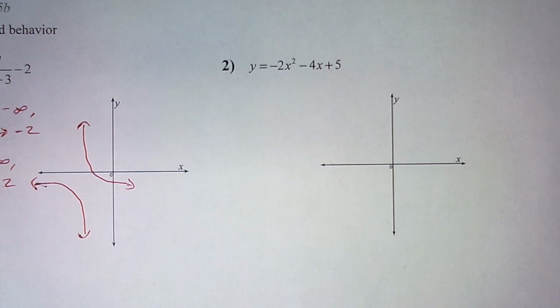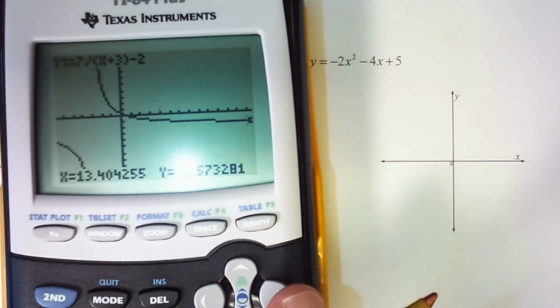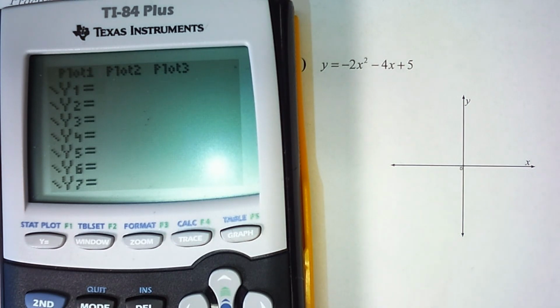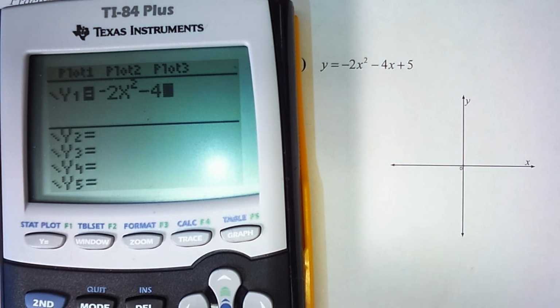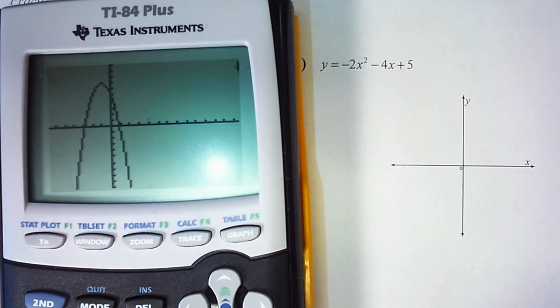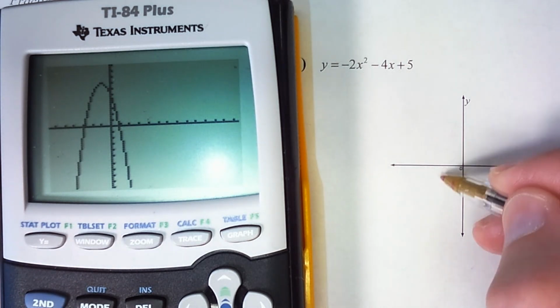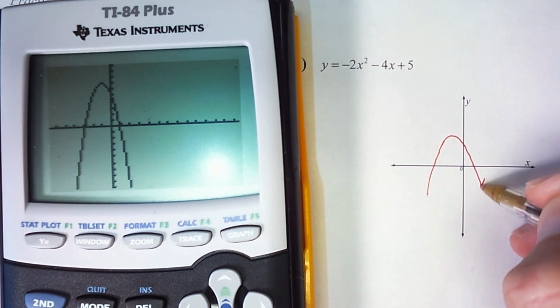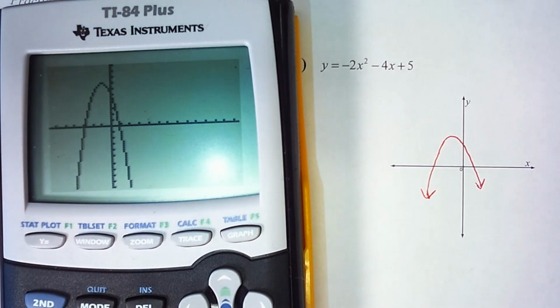Okay, so our next one we'll graph again. So we'll clear out y equals and type in negative 2x squared minus 4x plus 5 and graph. Okay, so this is a parabola. It looks something like this. On the left side it's going downward forever. On the right side it's going downward forever.